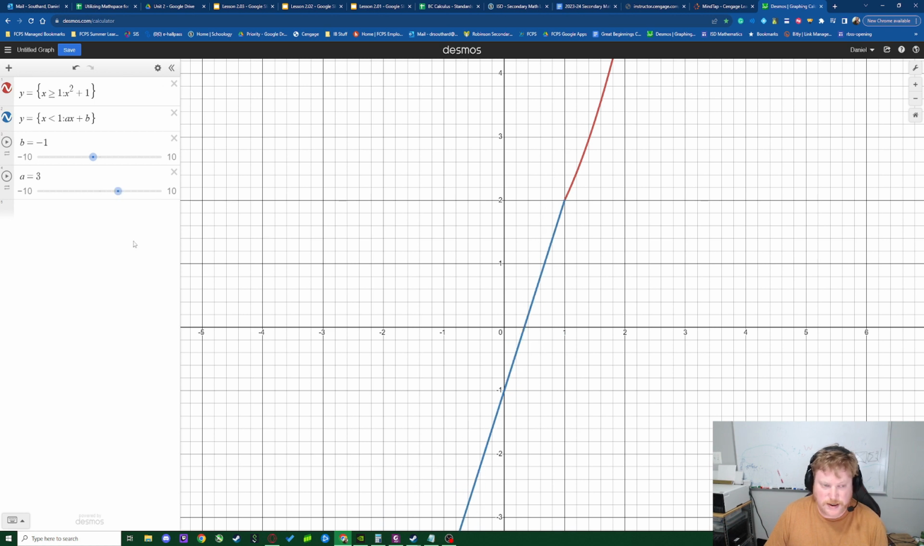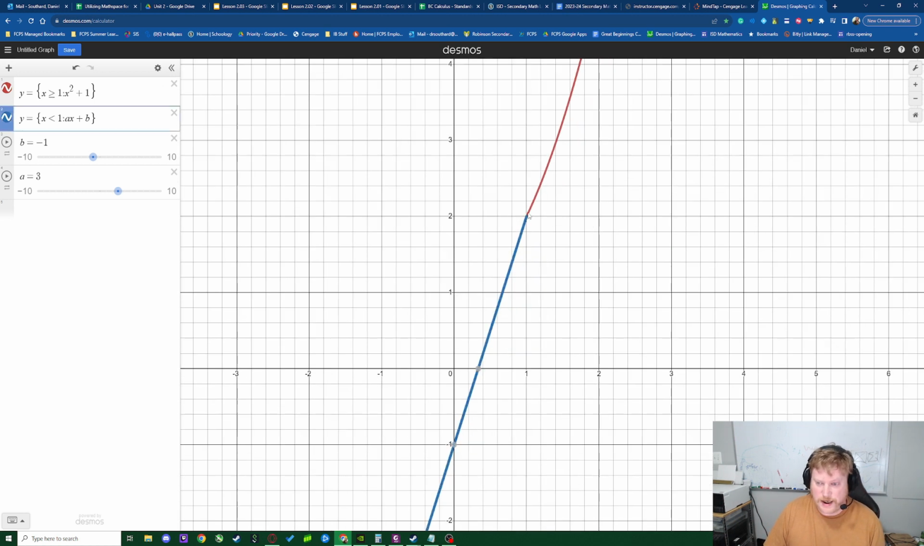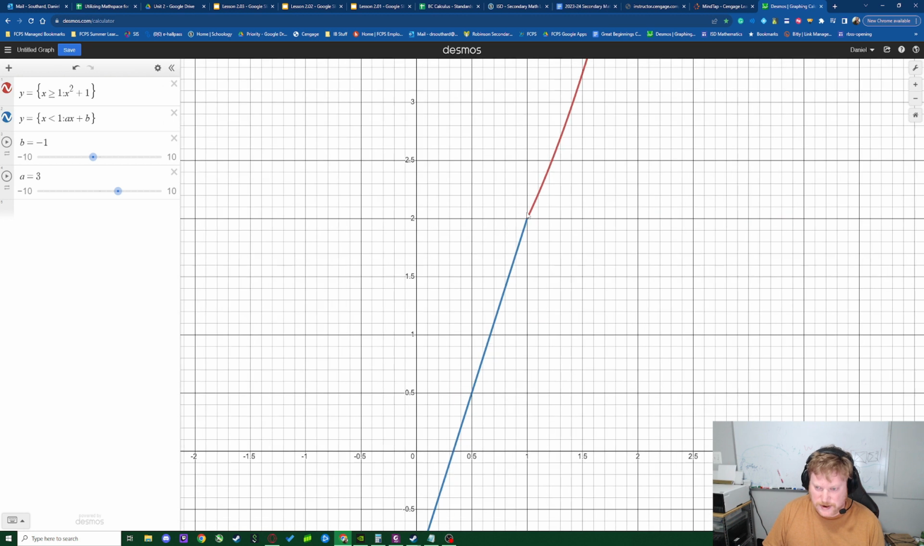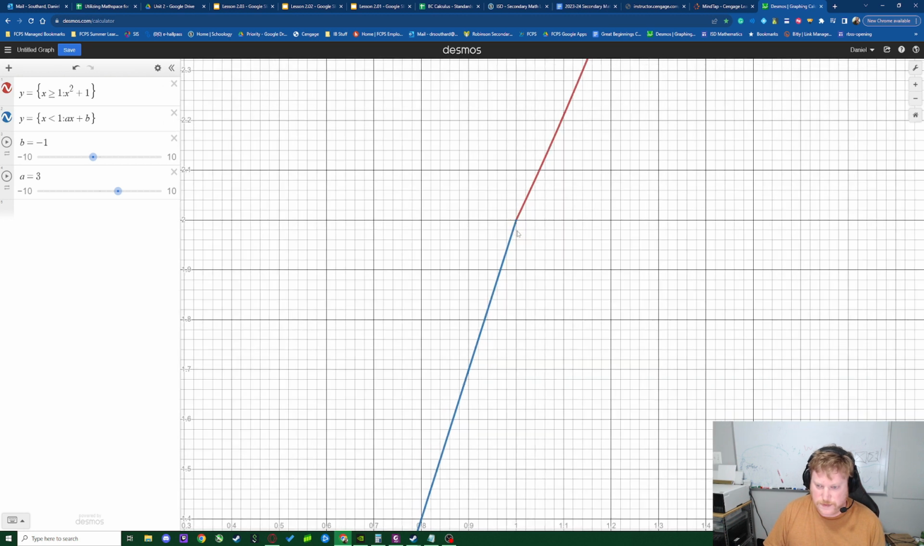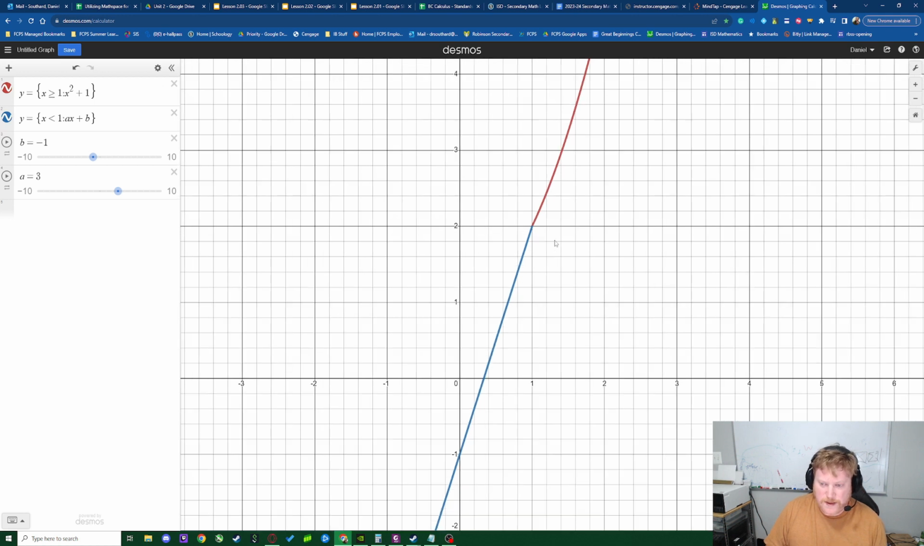So as you can see here, if b were -1 and a were 3, I would have a continuous function. These two pieces meet up, and therefore there's no break, there's no jump or gap in the graph, and I have a continuous function. But you should be able to tell, or maybe you can't, but if we zoom in a bit, that the red function is slightly less steep than the blue function.